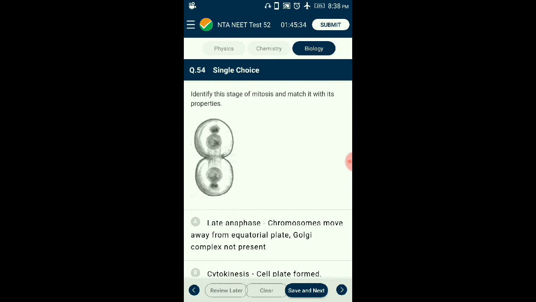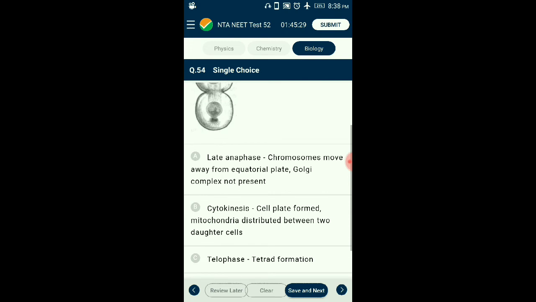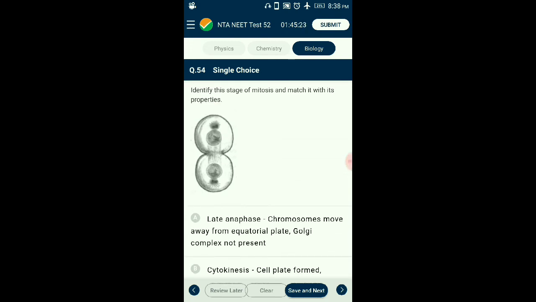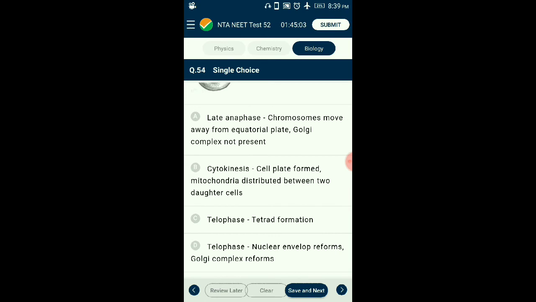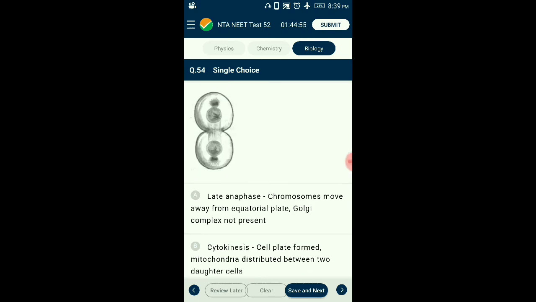Question number 54. Identify this stage of mitosis and match it with its properties. The given image of cell division shows the stage of telophase, where the nucleus separates in two, marking the end of karyokinesis. In this phase, all other organelles form and the nuclear envelope reappears. Following telophase, the cell undergoes cytokinesis, where the cytoplasm divides and forms two daughter cells. So the answer for this question is option D. The given diagrammatic representation is telophase. Nuclear envelope reforms, Golgi complex reforms.